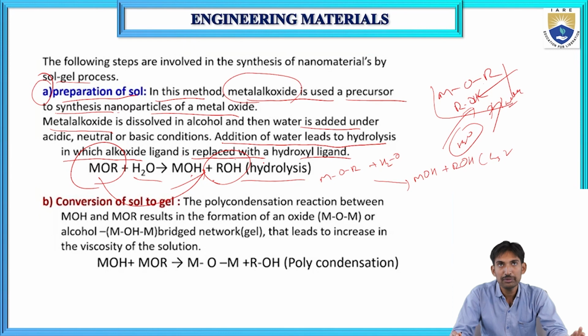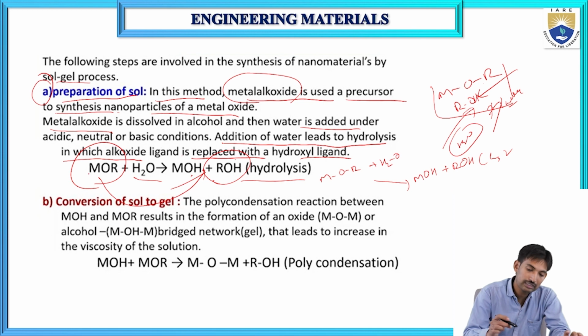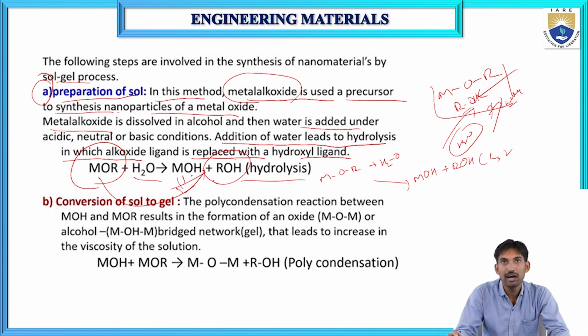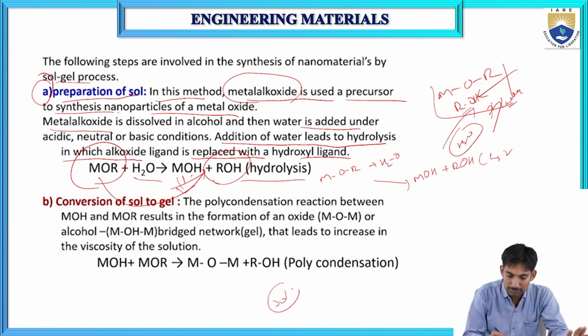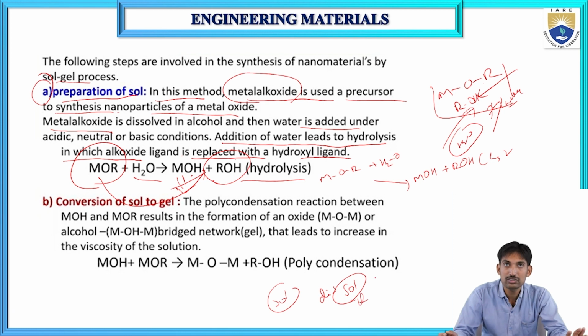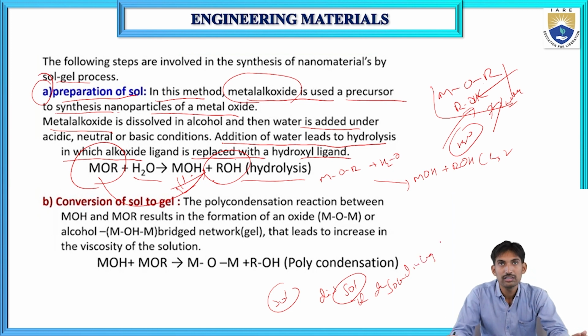In the first step, we take metal alkoxide and dissolve it in alcohol solution. For that, we add water. The water reacts with the metal alkoxide and forms metal hydroxide and alcohol. In the first step, we prepare the sol. What is a sol? A sol is a dispersion of solid in liquid.